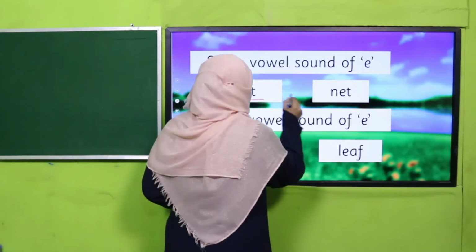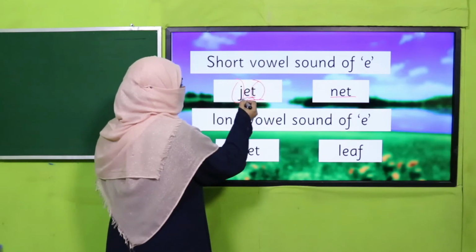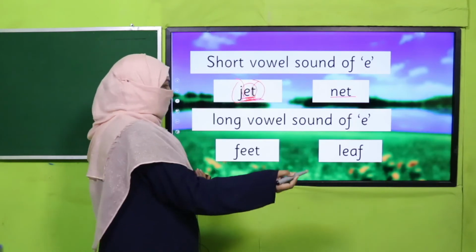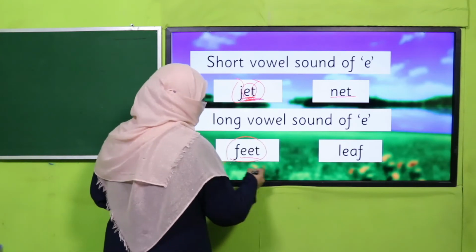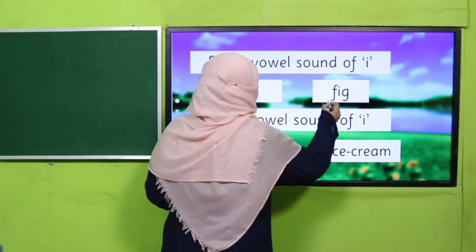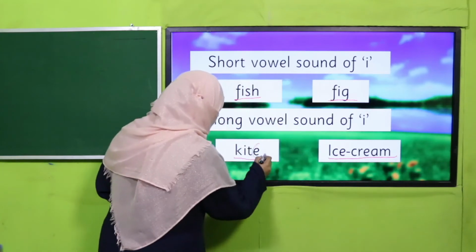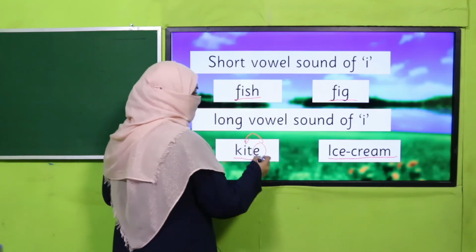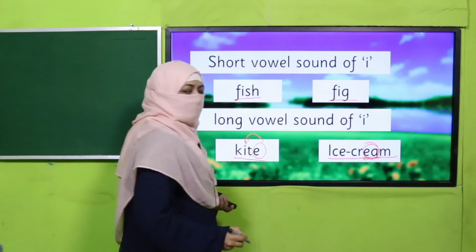Jet, net. What is the rule? Two consonants are coming, only one vowel is there, it will give its short sound. And it's long, two vowels are coming together, feet, leaf, fish, fig, kite, ice cream. Here, bossy E rules apply. Here, cream, two vowels coming together rules apply.